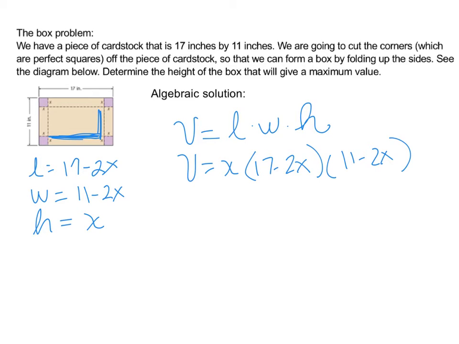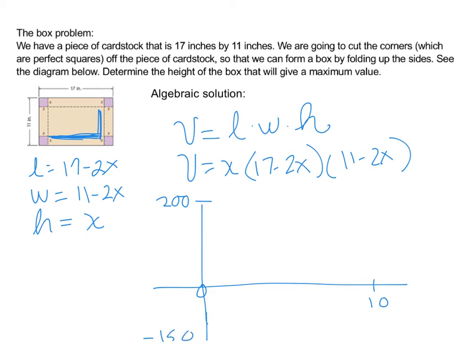When I put this in my calculator, I reset the window, so I went from 0 to 10 on x, and then I went from 0 to about 200 on y, and down here to about negative 150. And I got something that looked sort of like this. So you can see very clearly that we have a max and a min.